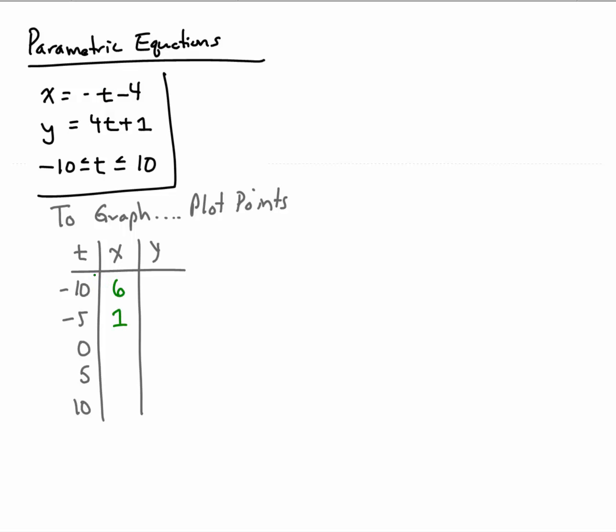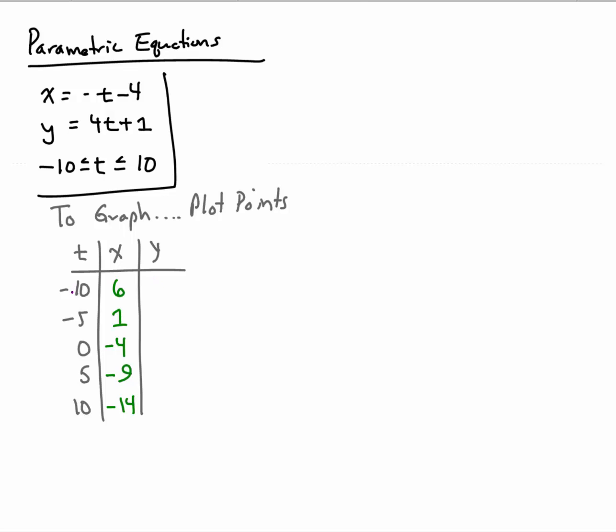Now these are not ordered pairs. We need to have our y value before we can find our ordered pair. If t is 0 and I plug 0 in here, 0 minus 4 is a negative 4. If I plug in 5, negative 5 minus 4 is negative 9. And if I plug in a 10, negative 10 minus 4 is a negative 14.